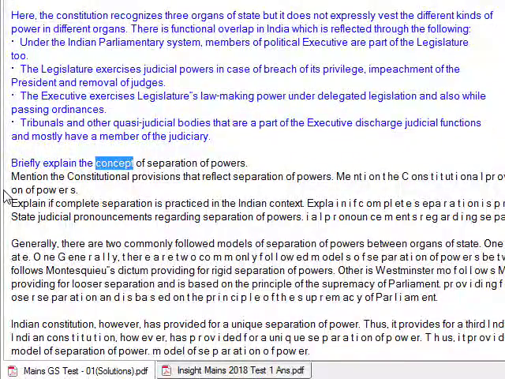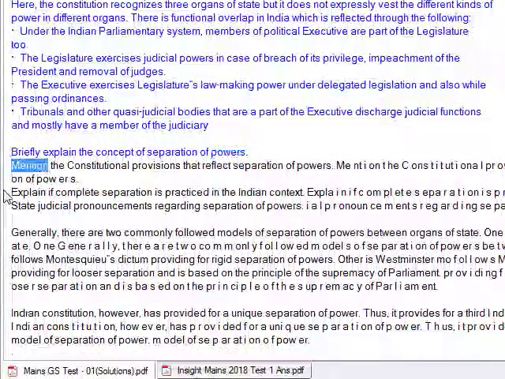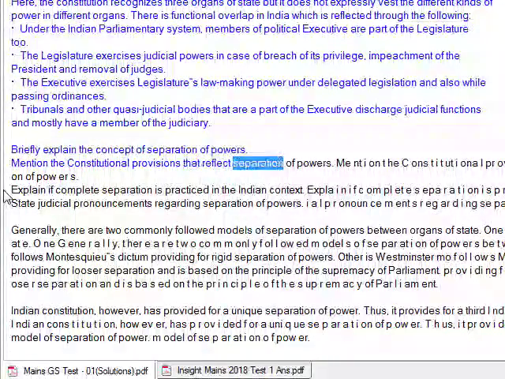Briefly explain the concept of separation of powers. Mention the constitutional provisions that reflect separation of powers.